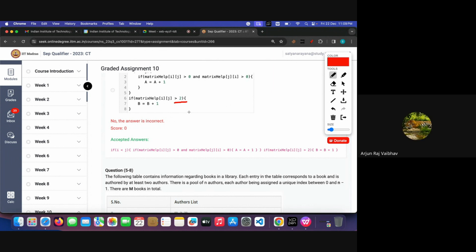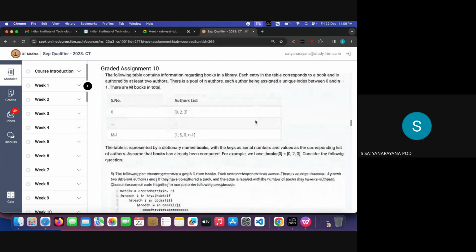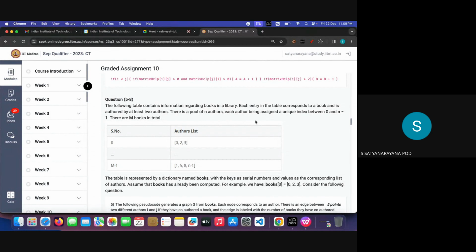Okay. Sir, can you go to question 5 also? Question 5. So it is a library dataset. They are taking continuous books, authors list. It's a table of serial numbers, and each entry of the table corresponds to a book authored by at least 2 authors. A pool of n authors is there. Each author is assigned a unique index from 0 to n minus 1.